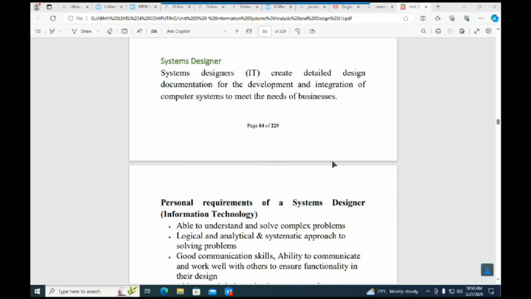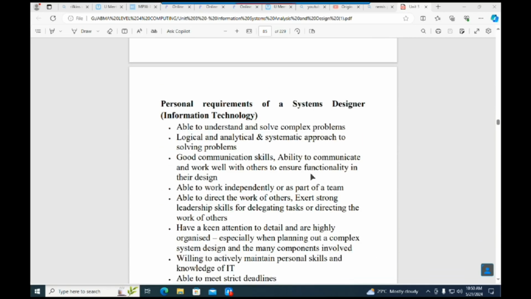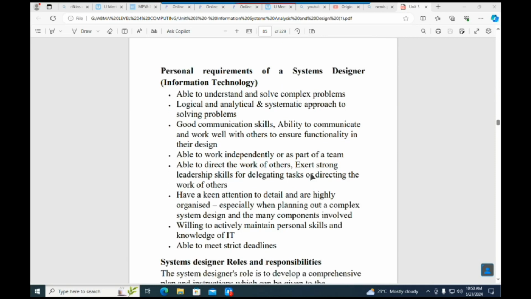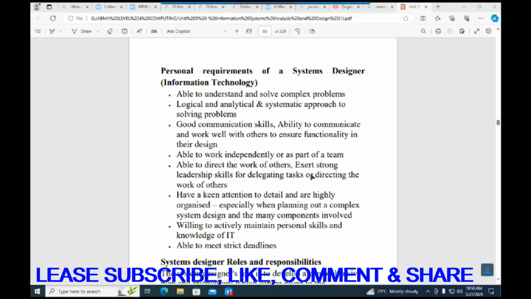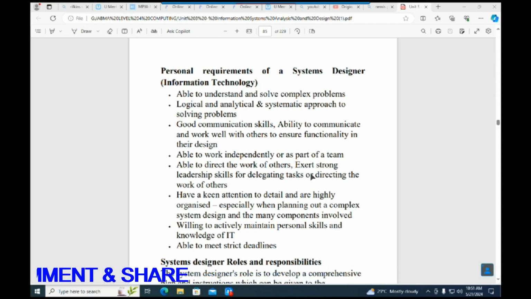We need to go to the system designer. So we say the system designer is the person that is going to create the design documentation that is going to be used for development and the integration of the computer systems to make sure that the business needs are met. So we have the personal requirements of a designer. One should be a person who is able to understand and solve complex problems. It should be a person who is both logical and analytical, and has some systematic approach to solving problems. So can solve logical problems, can solve analytical problems in a systematic approach.